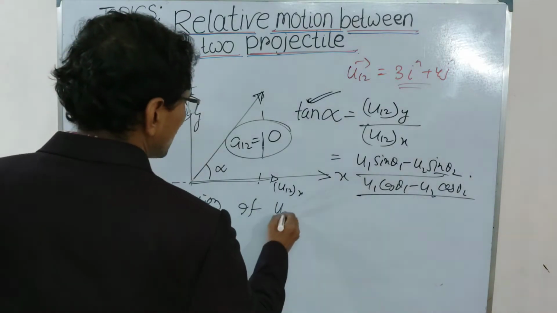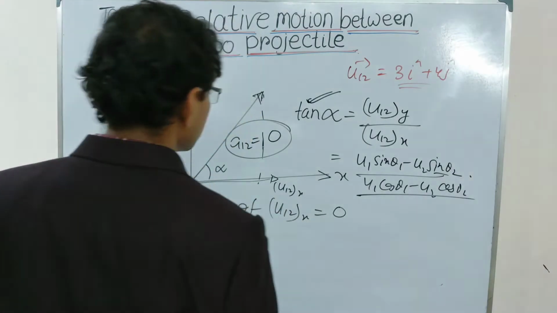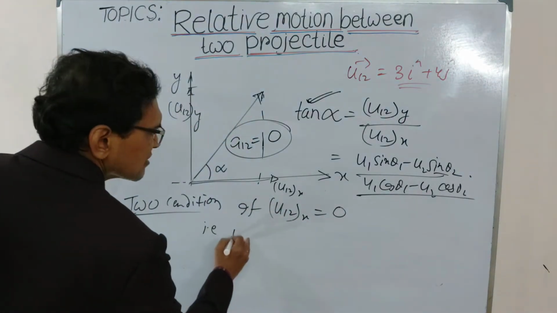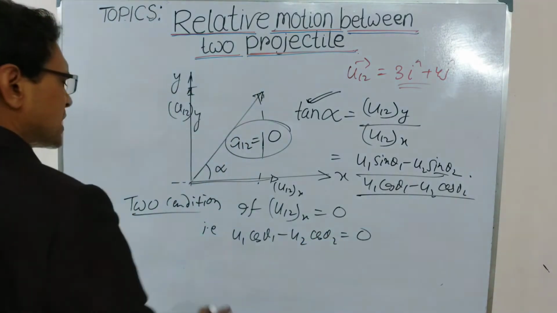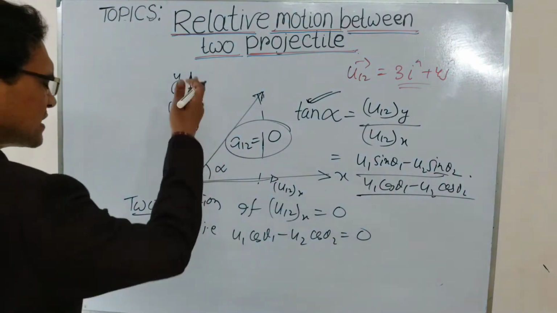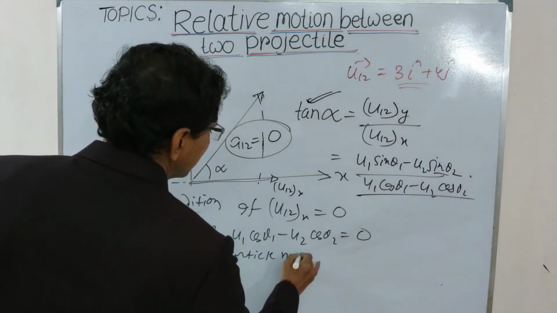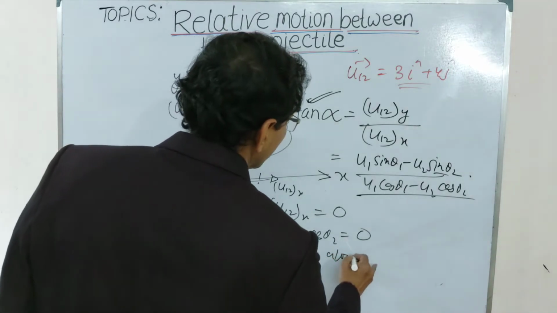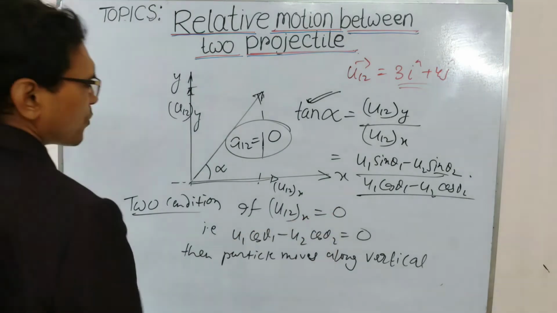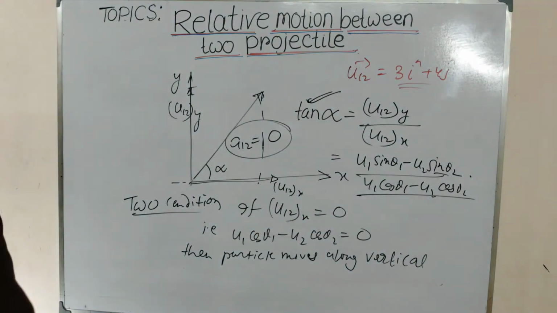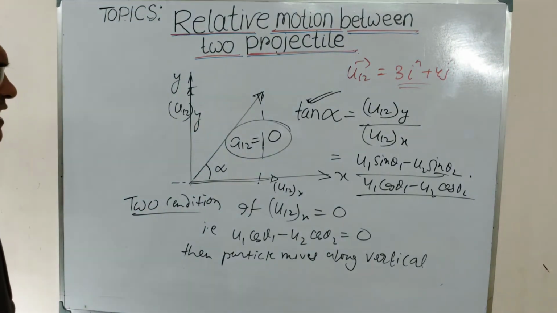If u12x equal to 0, then the particle moves along the y direction, that is, along the vertical. If there is no component of velocity along the x direction, then obviously it moves along the y direction, so the movement will be a straight line along the vertical.